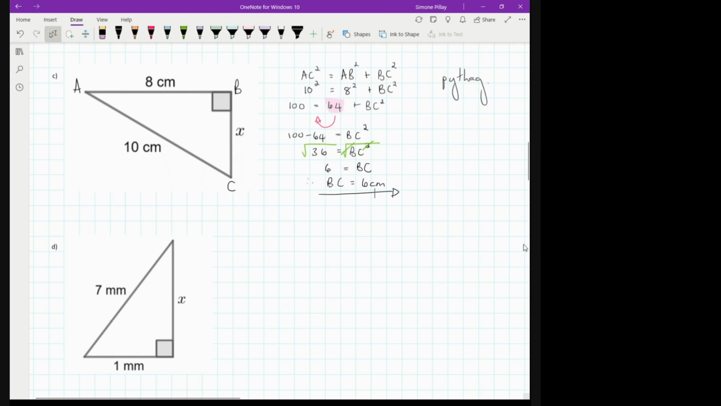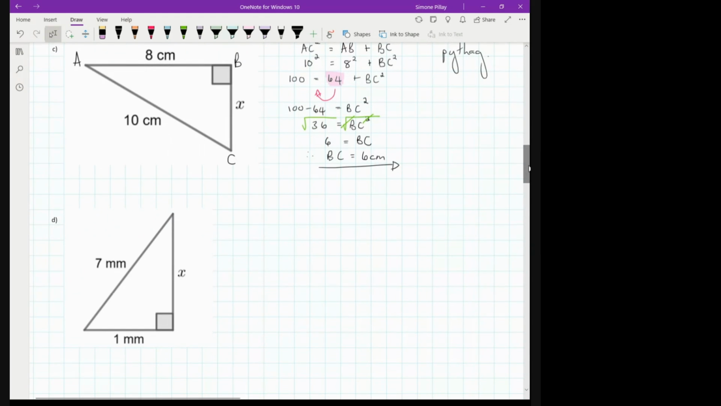We're going to say A squared equals B squared plus C squared. 7 squared equals 1 squared plus C. Can I please say X? Then can I please put my C as X? Yes, you can. 7 squared is 49. 1 squared is still 1. Minus 1, sorry, ma'am. Equals X squared.